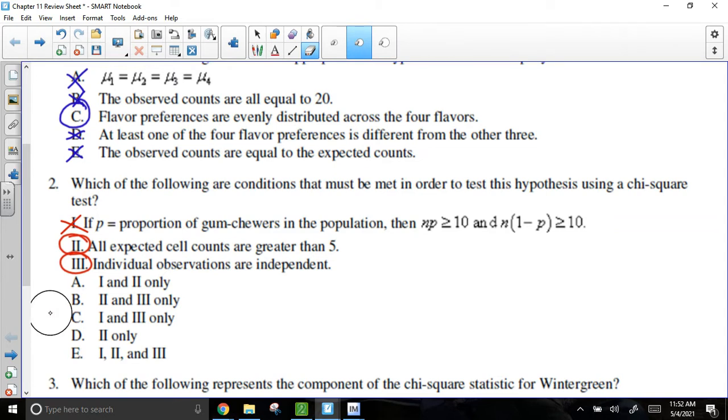So that one was kind of tricky. If you could at least identify that option 1 was not correct, and you know that option 2 was correct, then you're on the right track. But option 3 is also important as well. So the answer to that one would be B, 2 and 3 only.